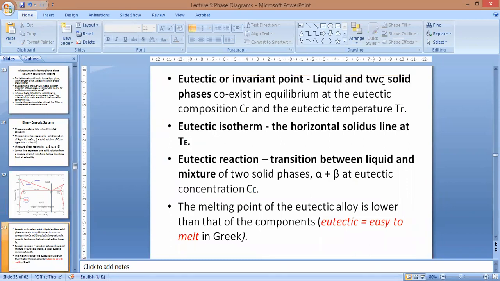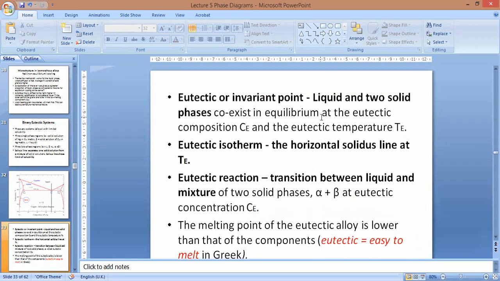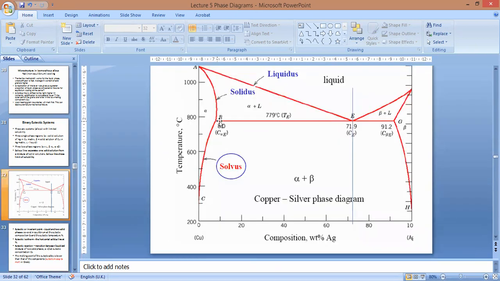So the liquid and two solid phases coexist in equilibrium at the eutectic composition CE and the eutectic temperature. This is the eutectic temperature, around 700 and something, 779 degrees Celsius to be precise. So the composition here at the eutectic point is known as CE, okay?